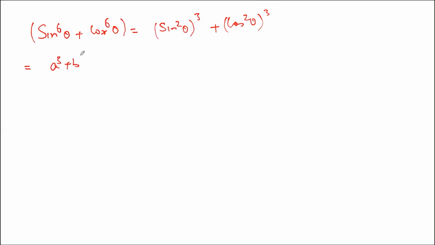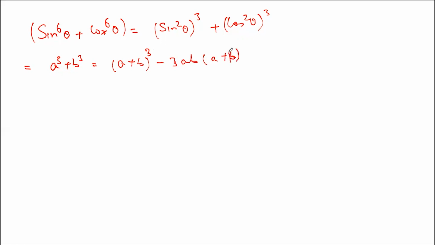Solve sine to the power 6 theta plus cos to the power 6 theta. See, we have formulas for sine square theta, cos square theta. It's easier to write this as sine square theta, the whole cube, plus cos square theta, the whole cube. A cube plus B cube. This we can write using the A cube plus B cube formula as A plus B, the whole cube, minus 3AB, A plus B.